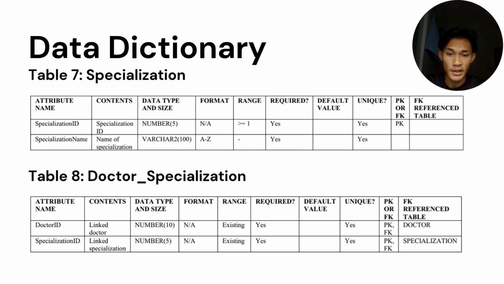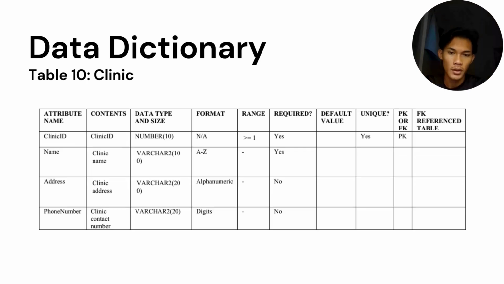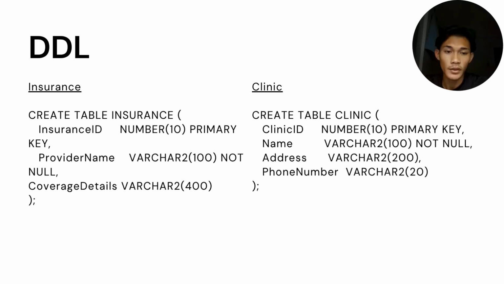These are for specialization and doctor specialization tables. Second last is for the insurance table. And the last one is for the clinic table. So the next part is for the data definition language.